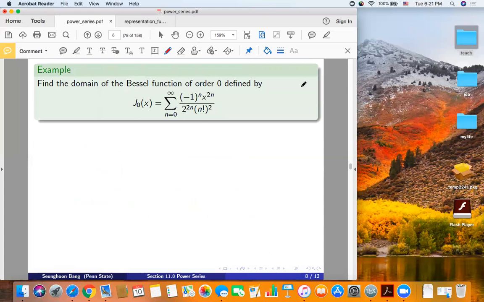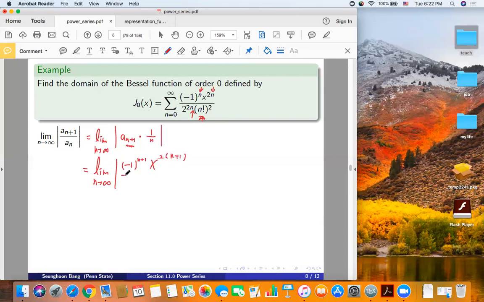Third one. I want to find the domain. So how can I do that? I want to use the ratio test again because we have a factorial form. What's a n plus 1? This one. So we have the limit as n approaches infinity of the absolute value of a n plus 1 times 1 over a n. So this is the same as the limit as n approaches infinity. What's that? You plug n plus 1 into n. So what's that? The absolute value of minus 1 to the power n plus 1, x to the 2 times, you can use parentheses, n plus 1, over 2 to the 2 times, the same, n plus 1.